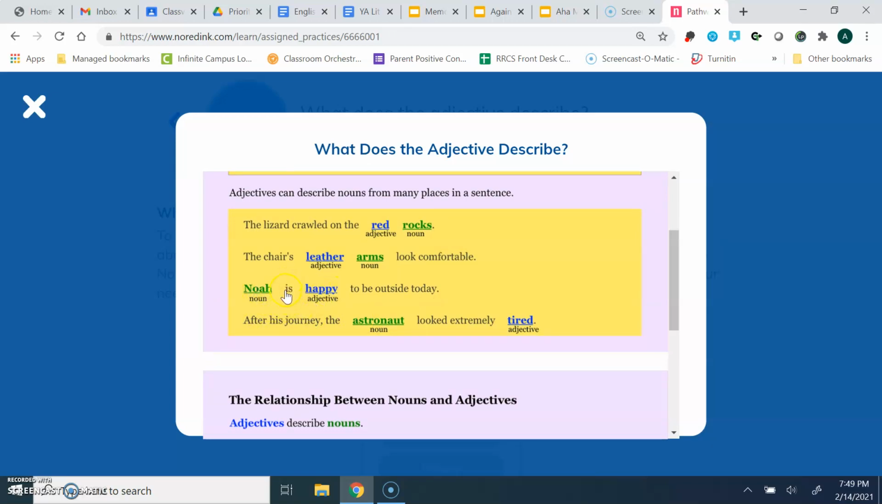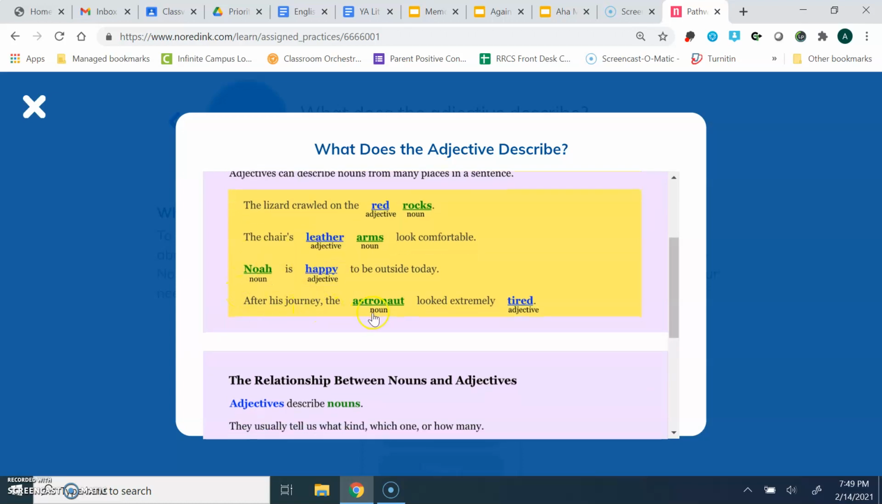Sometimes they're going to be separated by a word or maybe several words. Here, Noah is happy to be outside today. The adjective happy is describing Noah. Also notice with this one, not only is it separated by a word, which is different from these other two examples, but the noun and adjective have swapped places. Here we have adjective noun, adjective noun. But here, look, noun, adjective. So they don't have to be in any particular order. So you're just looking at descriptive words. What is happy? That describes. What is it describing? It's describing Noah.